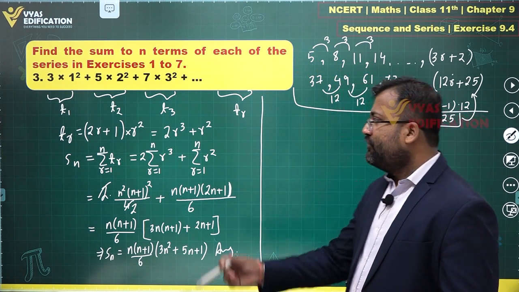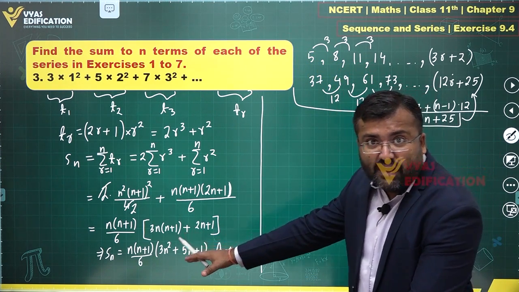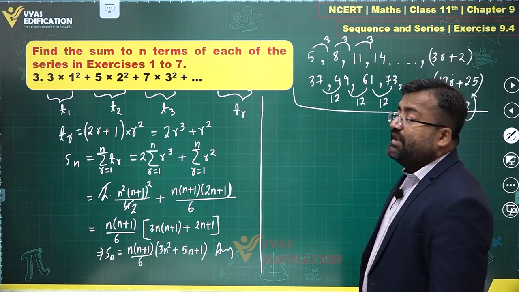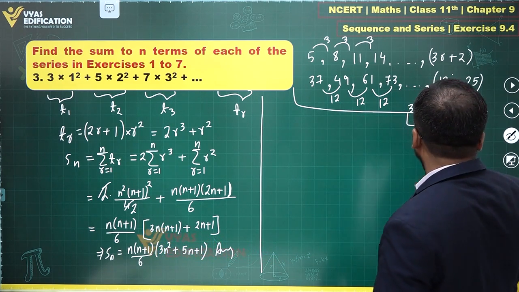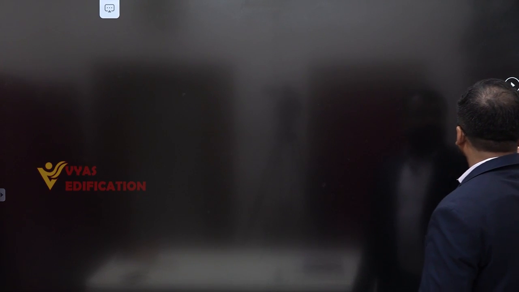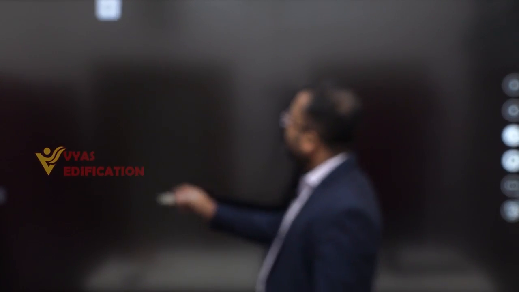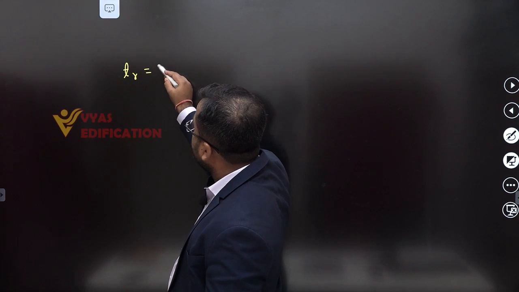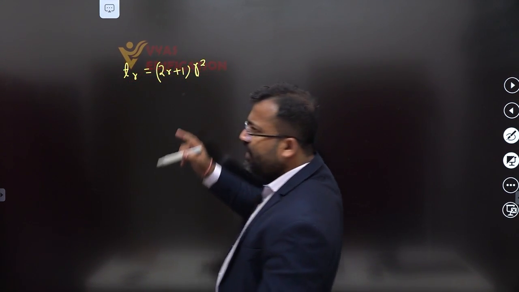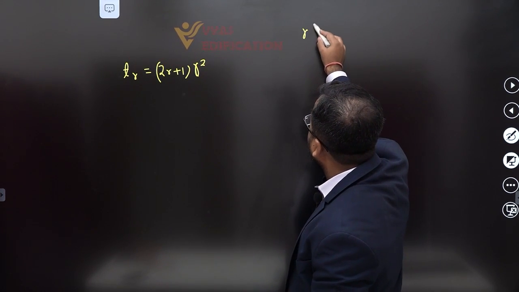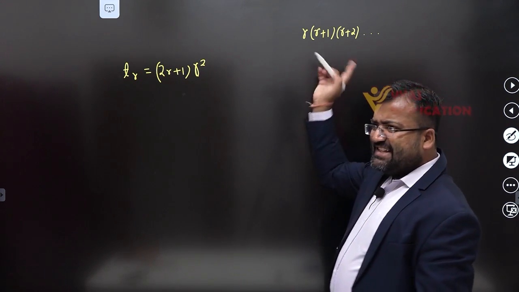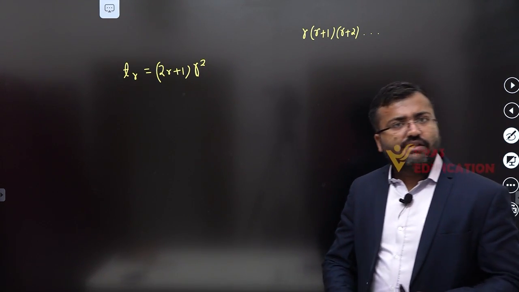What's the way? Although this approach is easier over here, let me just clarify that. But if you are hell-bent on solving this using that other approach, tr was 2r plus 1 times r square. What do I know? I know that if tr is of this form, then I can easily find the sum of n terms.